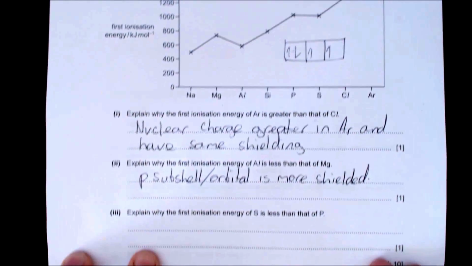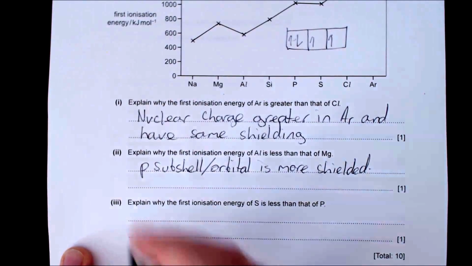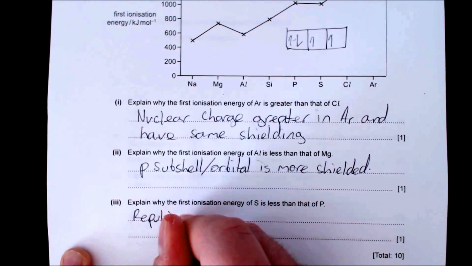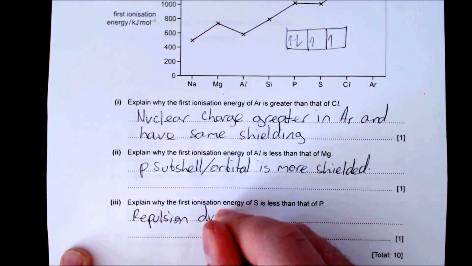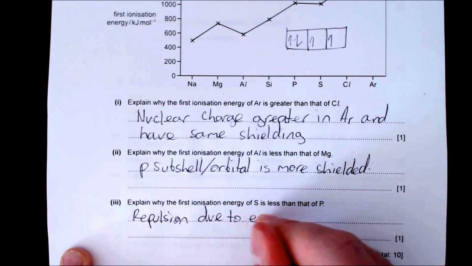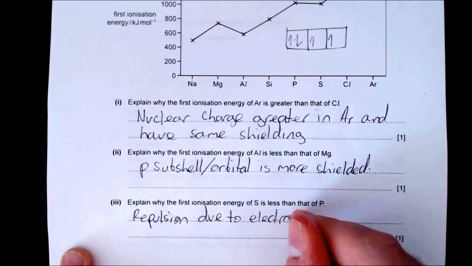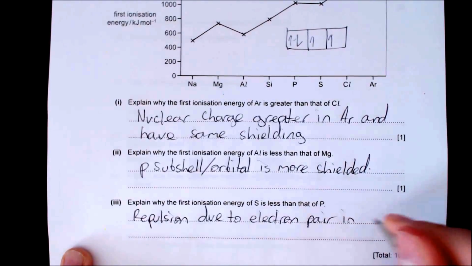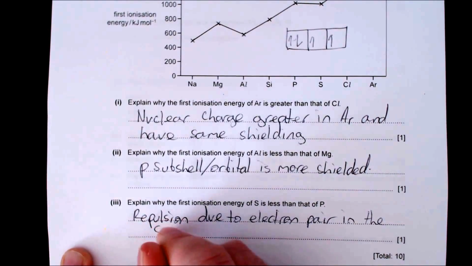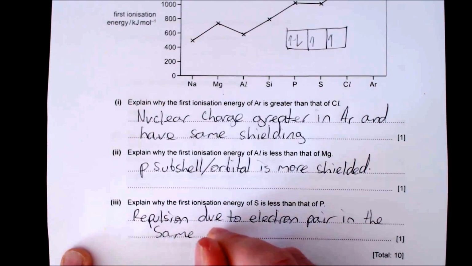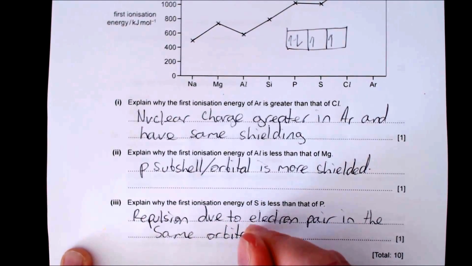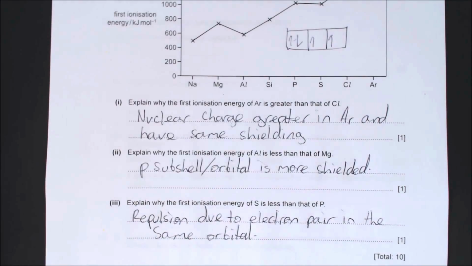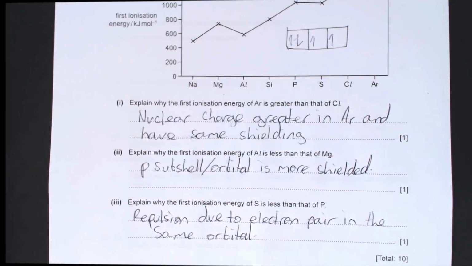So that's what we need to put. So we'll write that in there. We have repulsion due to electron pair in the same orbital. And there we have it. So you get 10 marks for this question. So on to question 4.